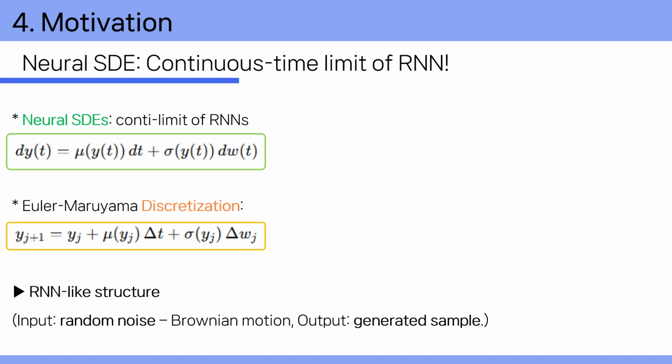As with other cases, a numerically discretized neural stochastic differential equation also has a natural correspondence in the deep learning literature. Similar to neural CDEs, the closest analogy is an RNN. But here the input is random noise and the output is a generated sample.